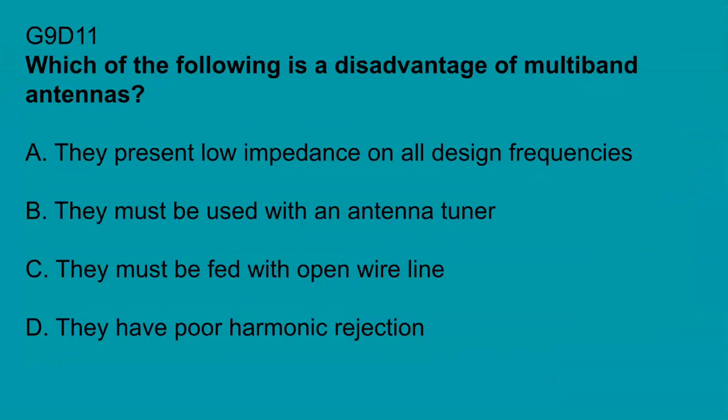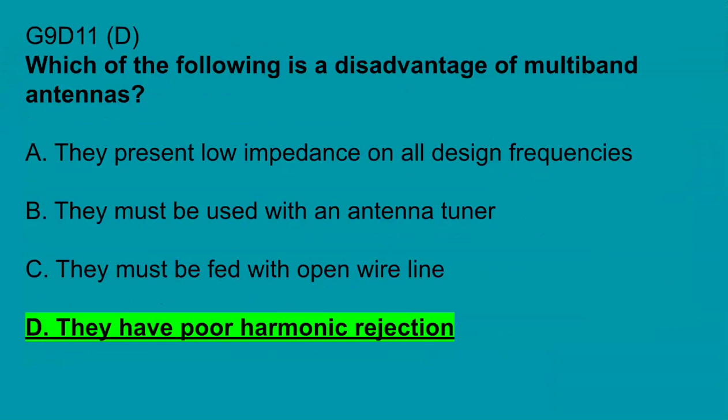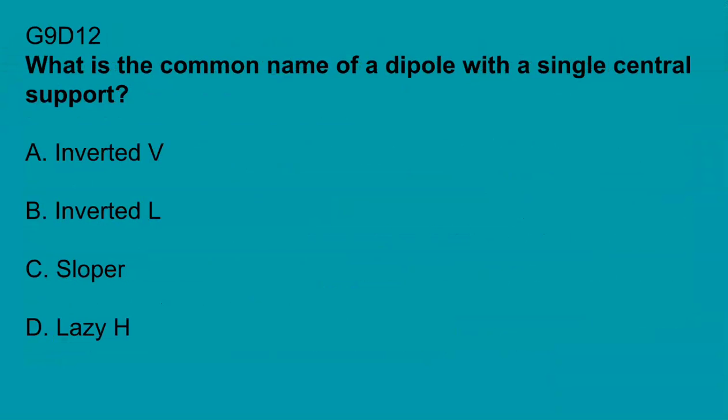G9D11, which of the following is a disadvantage of multiband antennas? They have poor harmonic rejection. G9D12, what is the common name of a dipole with a single central support? Inverted V.